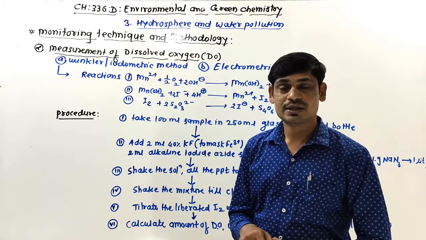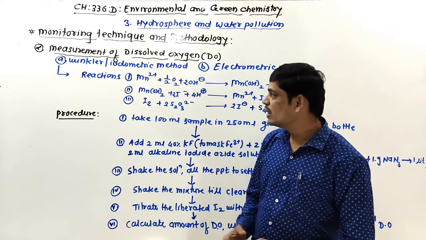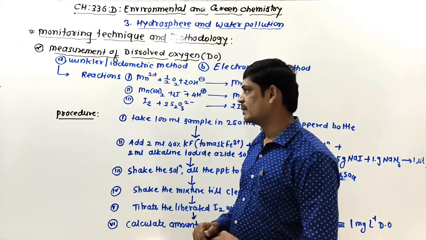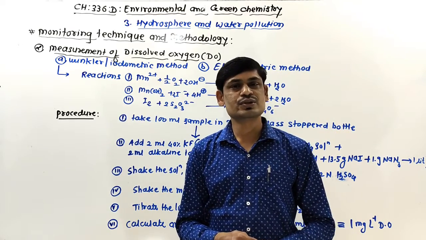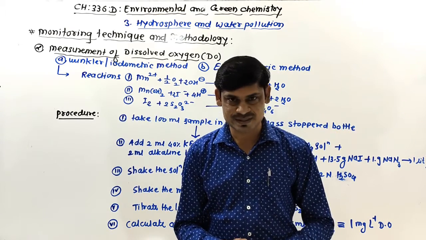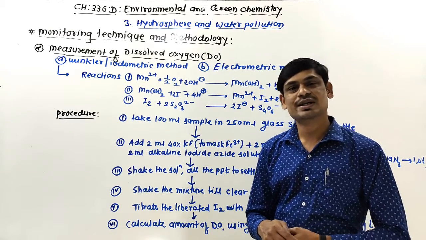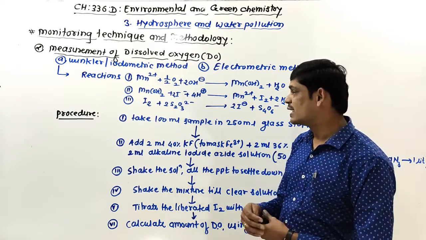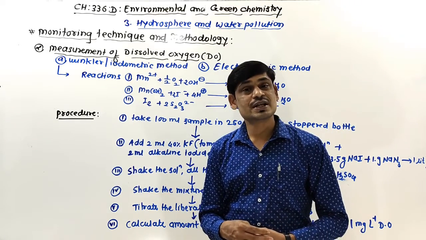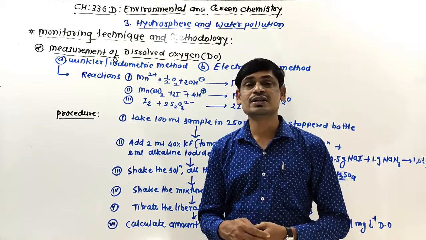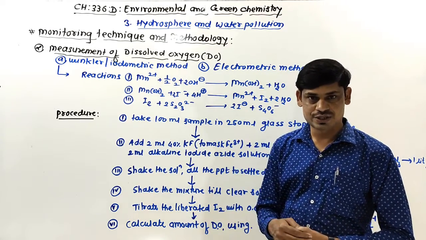Now here, as a part of our syllabus, we are going to discuss only the Winkler iodometric method. The Winkler iodometric method involves the use of divalent manganese. When divalent manganese is added into the test sample under alkaline medium, the dissolved oxygen oxidizes the divalent manganese into higher oxidation states.